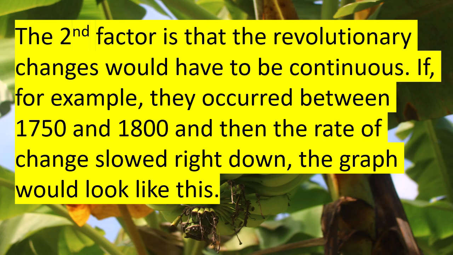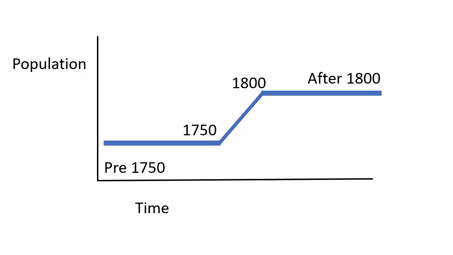The second factor is that the revolutionary changes would have to be continuous. If, for example, they occurred between 1715 and 1800, and then the rate of change slowed right down, the graph would look like this. So pre-1750 it's flat, and then it climbs between 1750 and 1800, and then it stops climbing after that because the change is over.